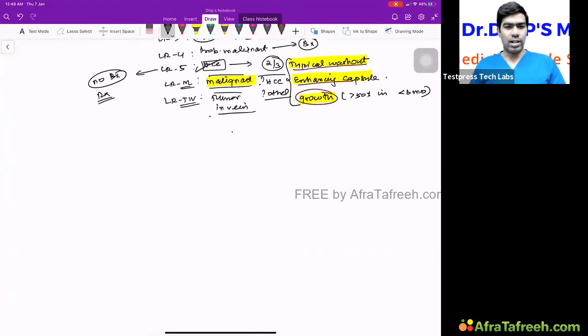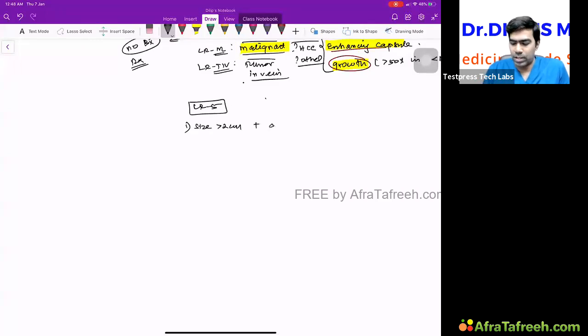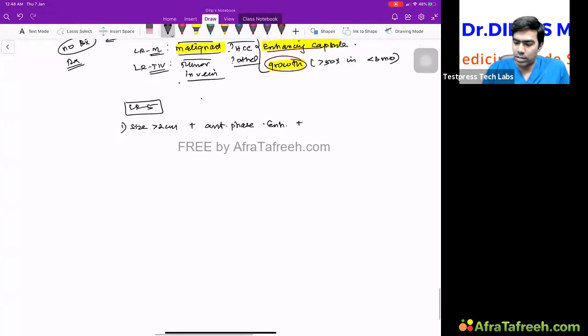So what are the criteria to tell definite HCC? So we are talking about LR5. I told you the characteristic features. So let me tell you when you will tell it's LR5. So there are 2 criteria. One, if the tumor is having size more than 2 centimeter, plus the patient is having arterial phase enhancement, plus just 1 out of the 3 characteristic features are more than enough.